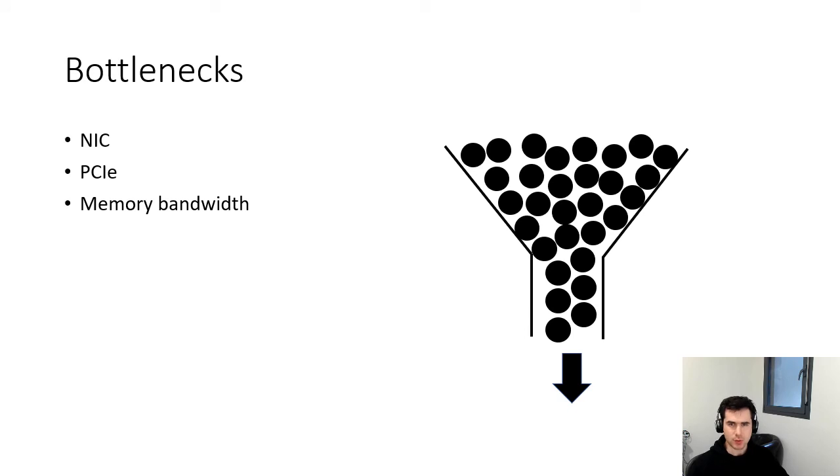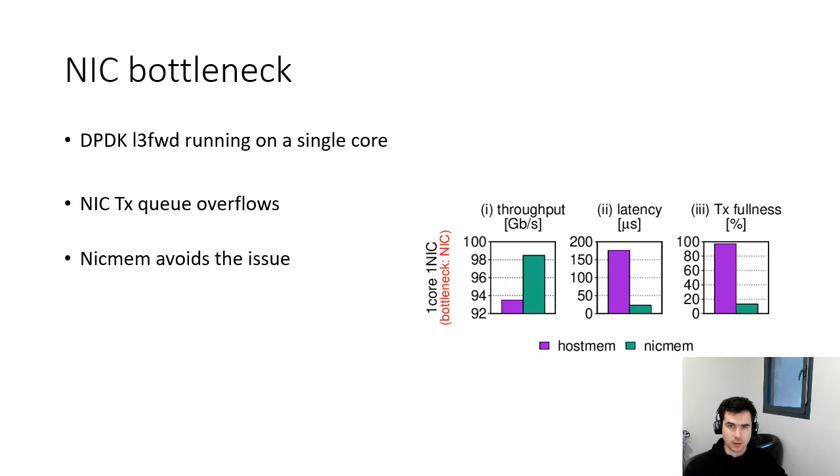Okay, so we mentioned the costs associated with data movers, but do these issues really happen in practice, or is it possible that these issues are only theoretical? The next few slides will demonstrate bottlenecks in NIC PCI interconnects and memory bandwidth experienced by network function applications. Let's start with the bottleneck in the NIC itself.